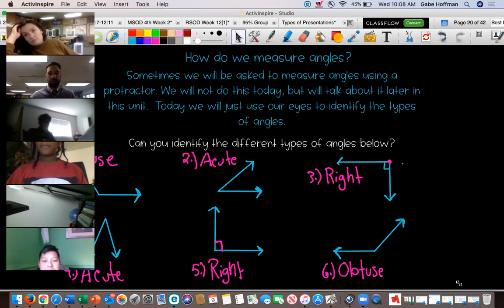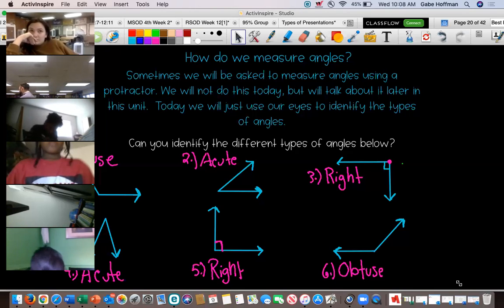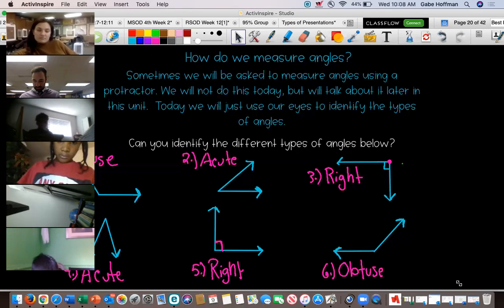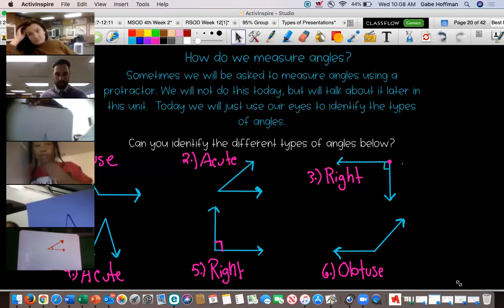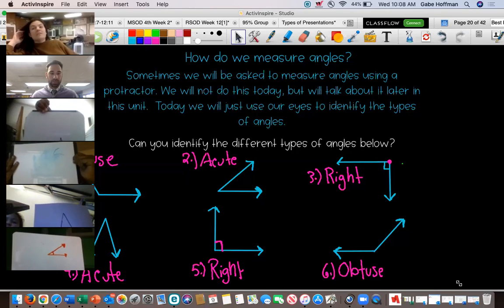Show me an acute angle. An acute angle. Ten seconds. I'm asking you to show me your boards. Three, two, one, boards up. Very good. Very good. Everyone, good job. All right, last one.